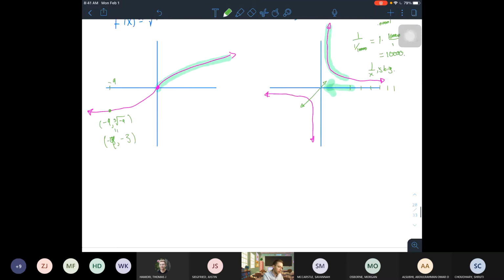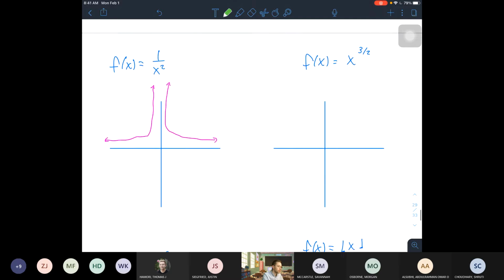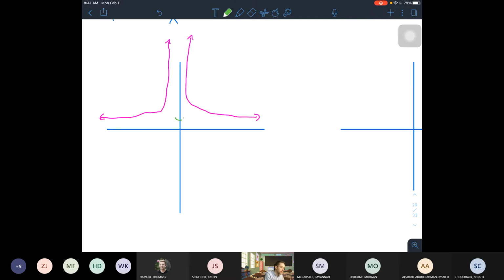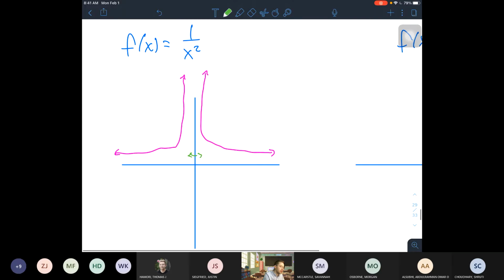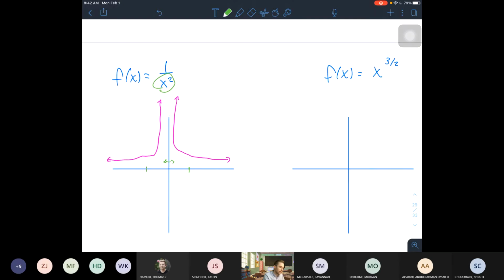Now the reason that 1 over x squared looks like this and is symmetric about the y-axis instead of about the origin is because we have this x squared here, which means that when we take the negative numbers on the left-hand side and we square them, the denominator is actually going to be a positive number. So when we divide 1 by a positive number, we're going to get the same exact thing as what we would get on this right-hand side. So this one's going to be symmetric about the y-axis.